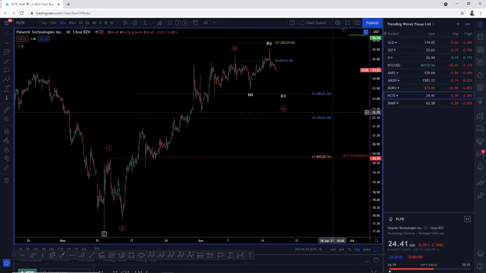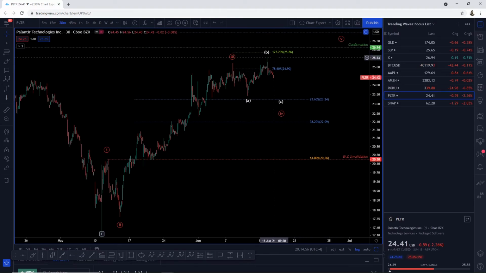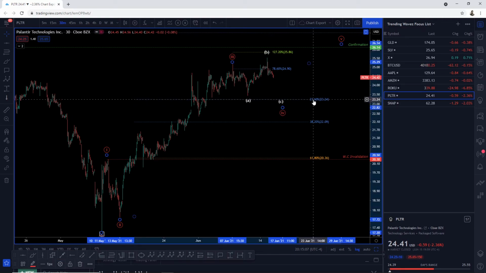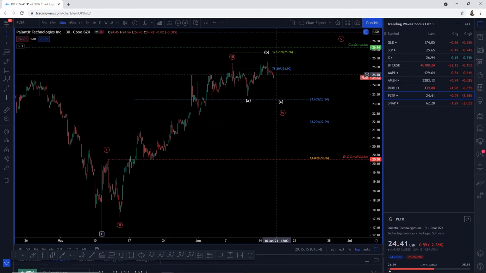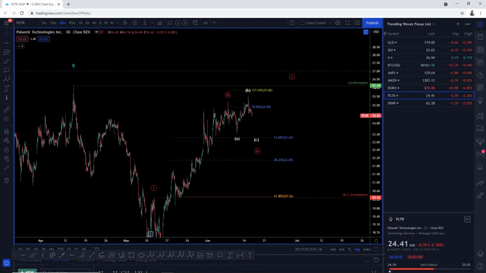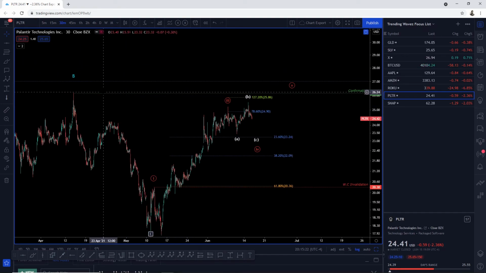Palantir, as discussed yesterday, found resistance at the 1272 or close to the 25.86, and now we see a pullback into the wave C. So now our theoretical wave 4 should come to completion anywhere between the 23.6 and 38.2 retracement, which is 23.24 and 22.09. Okay, we see a 3-wave pullback, and we should be good to go to further upside, which our upside projections are north of wave B at 26.14.